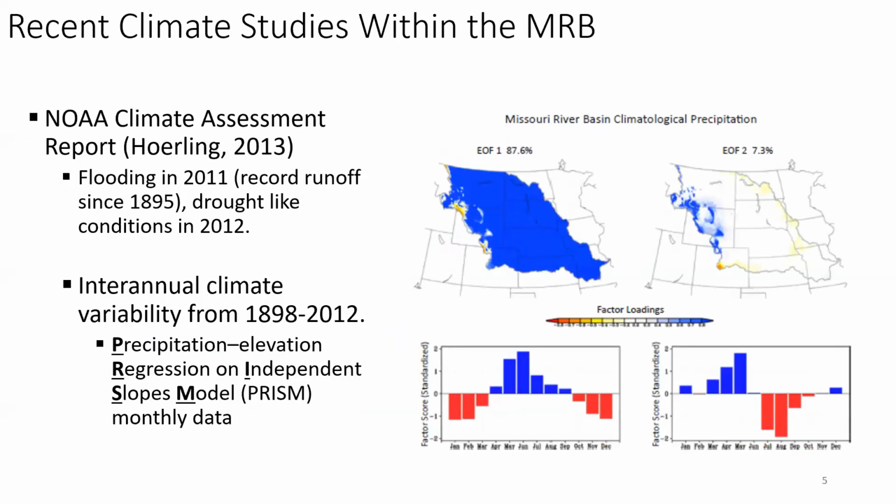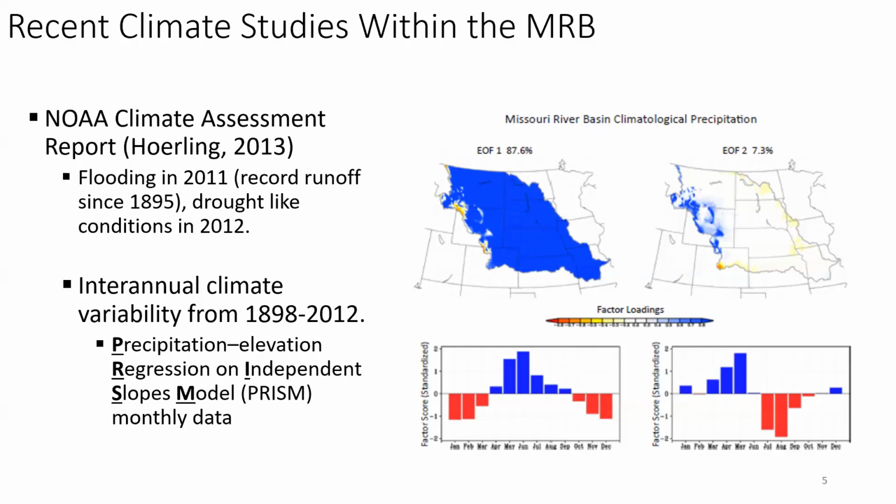So we'll look at a few recent studies within the river basin that look at climate variability. We'll start off by talking about a NOAA climate assessment report. Back in 2013, this assessment report was developed in response to record flooding in 2011 in the upper Missouri River Basin, which contributed to the highest runoff since record keeping began in the late 1800s. This was quickly followed by severe drought-like conditions in 2012.